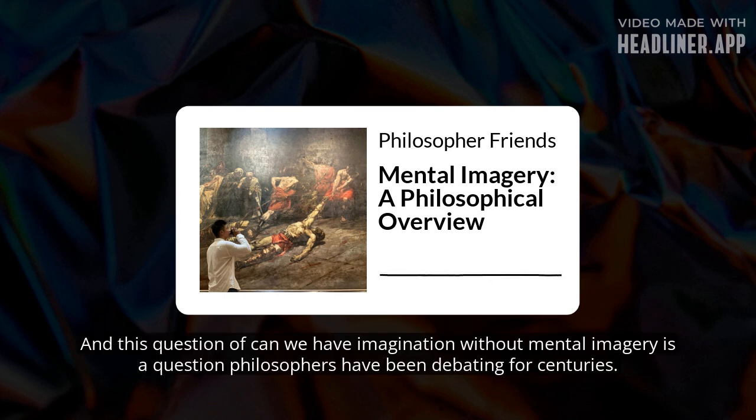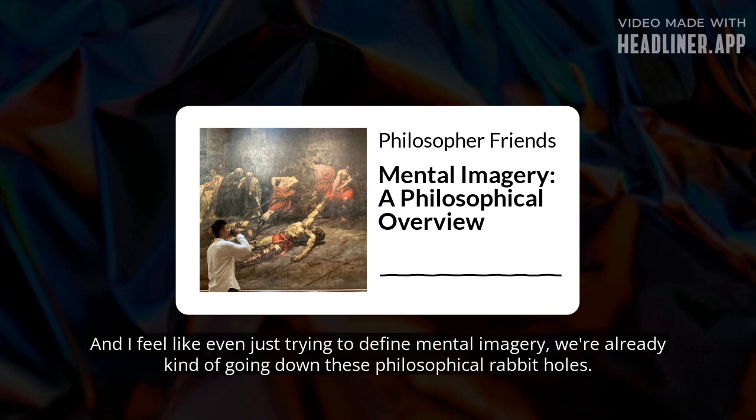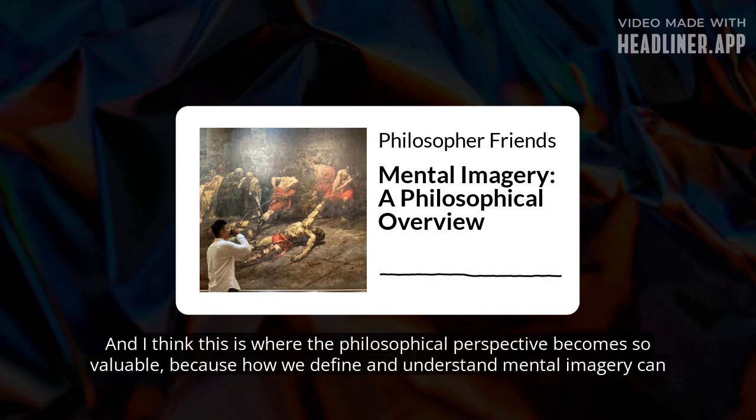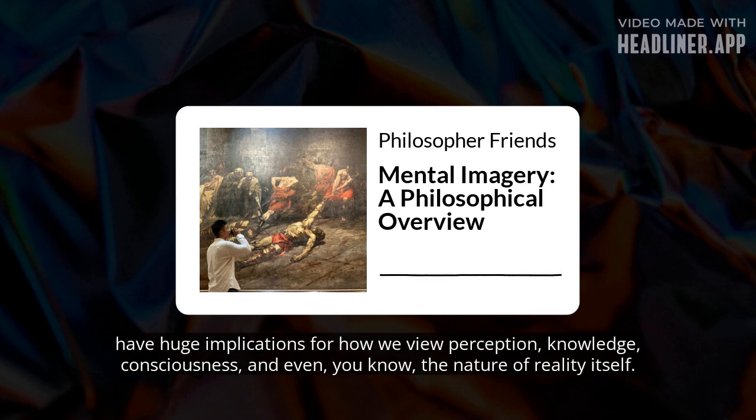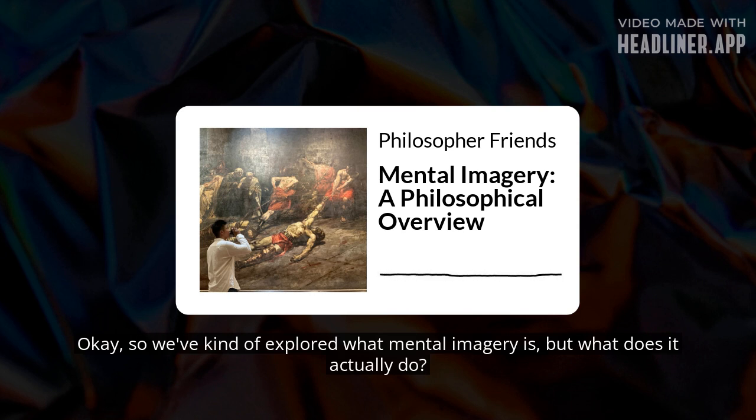Precisely. And this question of can we have imagination without mental imagery is a question philosophers have been debating for centuries. Yeah, and I feel like even just trying to define mental imagery, we're already kind of going down these philosophical rabbit holes. Absolutely. And I think this is where the philosophical perspective becomes so valuable, because how we define and understand mental imagery can have huge implications for how we view perception, knowledge, consciousness, and even the nature of reality itself.